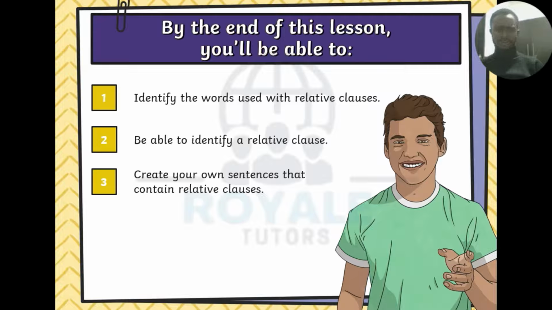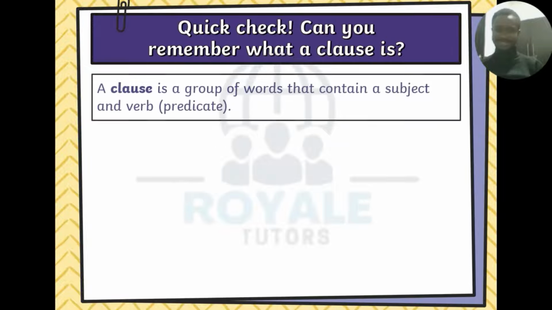But before we talk about relative clauses, I'd like us to do a quick check on what clauses are. Are you ready? Let's have it. A clause is a group of words that contain a subject and verb, predicate, you may want to say. A clause is a group of words that contain a subject and a verb. Can you say that?